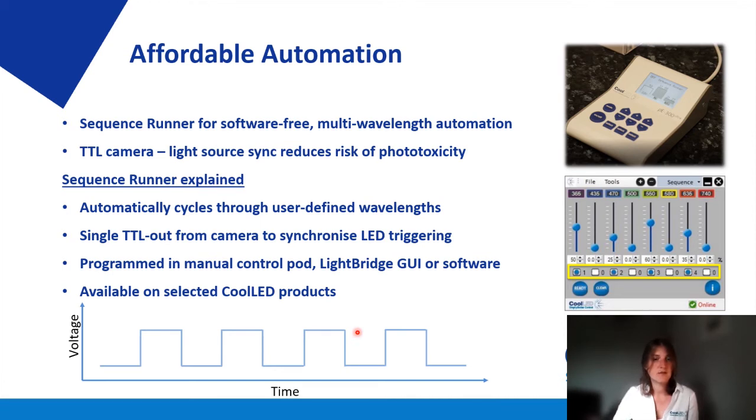So this is a really neat feature, great for high-speed imaging, but as mentioned here, synchronizing the camera and the light source is also great for live cell imaging because it reduces the risk of phototoxicity, because you're only exposing the sample to light when the camera is acquiring an image. So great feature, but we feel sometimes it's very much underutilized.